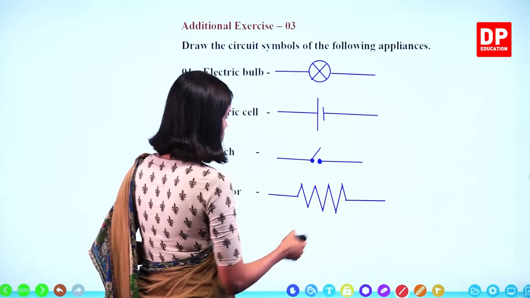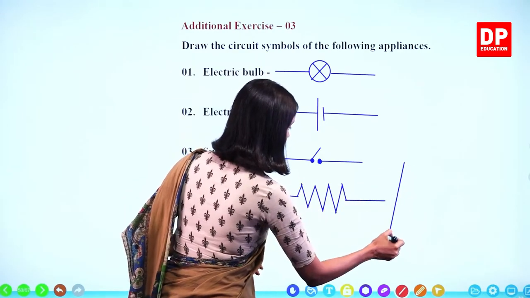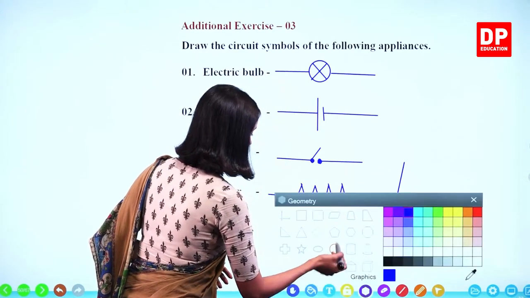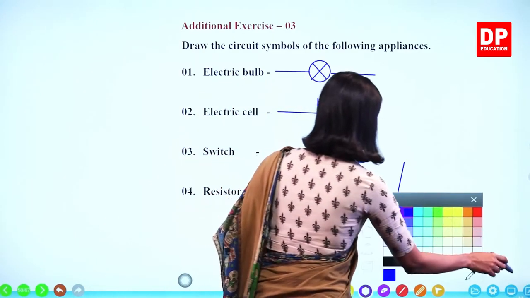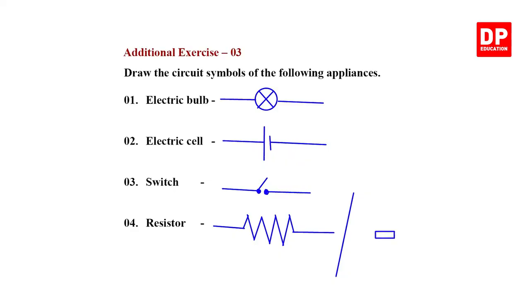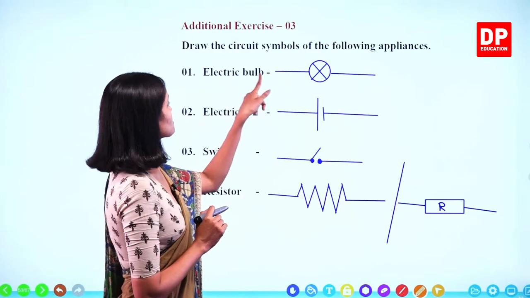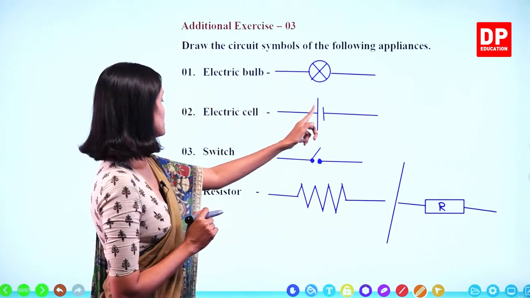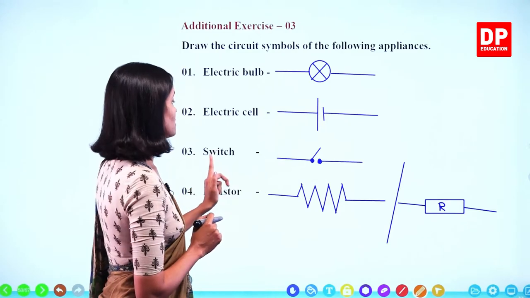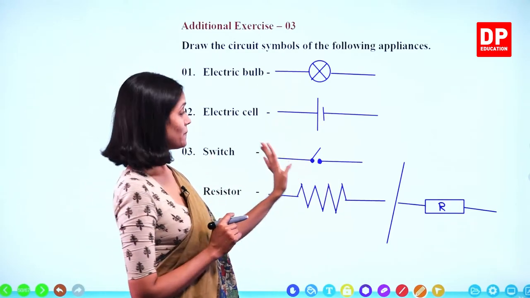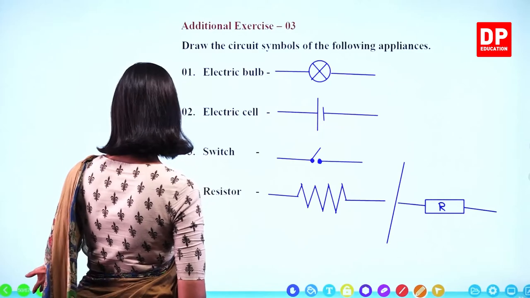Right. This is one method. Another method is also there. You can even write capital R. Okay? So electric bulb, electric cell, switch, resistor. Okay? We'll move on to the next.